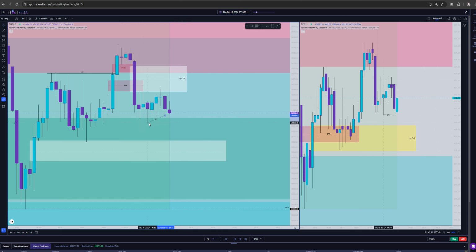Nice. And here it didn't even take it out at all. It's just like, nope, I don't want it, is what NQ is pretty much shouting. I don't want this. But it did take out these, and it tapped into this 1 minute fair value gap right here. Yes, it's just going up.